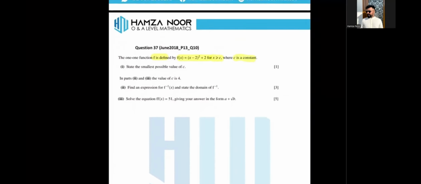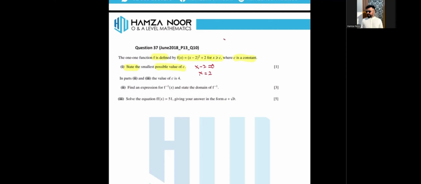So the requirement of part 1 is to state the smallest possible value of c. Okay, so as we know the fact that in these type of questions, where we have a quadratic function, the domain is restricted from the x coordinate of the turning point of the quadratic graph. So as we can see that the completing square form is x minus 2 whole square plus 2. So when x minus 2 is equated with 0, x is equals to 2. This is basically the x coordinate of the turning point of the quadratic graph. So this would be the smallest possible value of c.